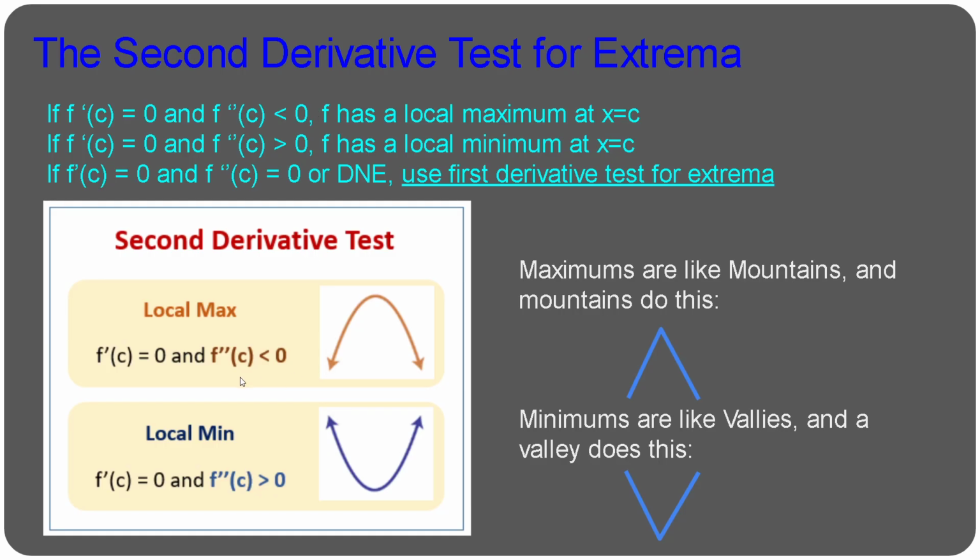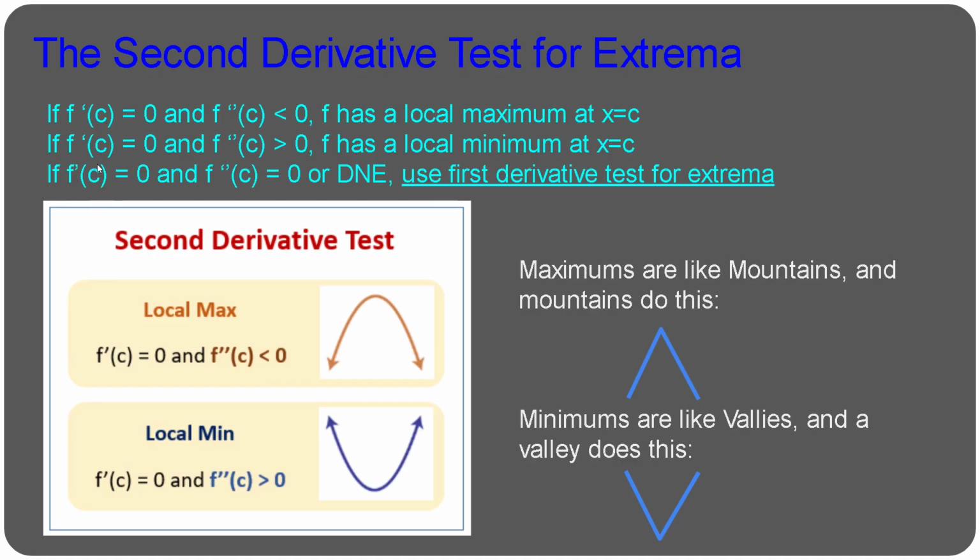And as we went over with the mountain example, maximums are like mountains, and they do this. They're concave down. And then right here, if f prime of c is equal to 0 and the double derivative is greater than 0, so it's positive, that means that f has a local minimum at the point x equals c. And once again, think of valleys. When concavity is up, that means that you're looking like a valley, like a U shape, and that means it will be a local minimum.